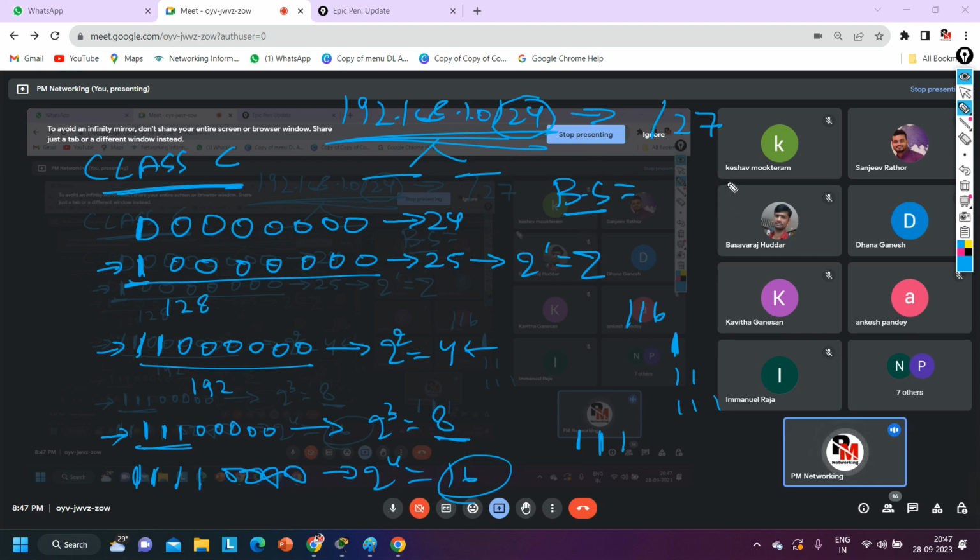The formula to calculate block size is again very simple: 256 minus the subnet mask of the last octet. Let's say I have borrowed 1 bit, then the subnet mask of the last octet is 128. So 256 minus 128 is 128. This becomes the block size. That means my first network is 192.168.1.0 and my second network is 192.168.1.128. Getting my point?